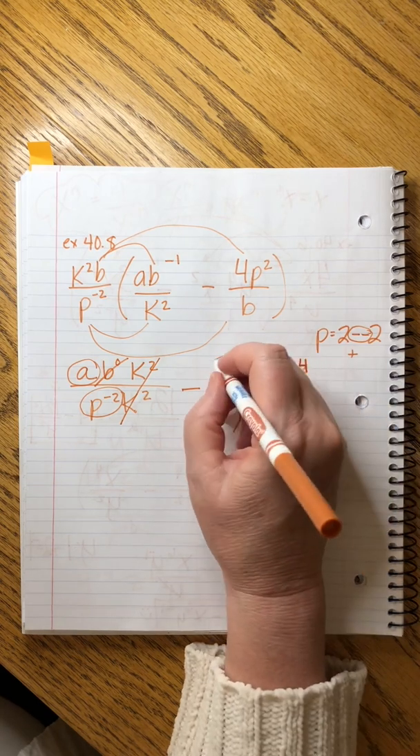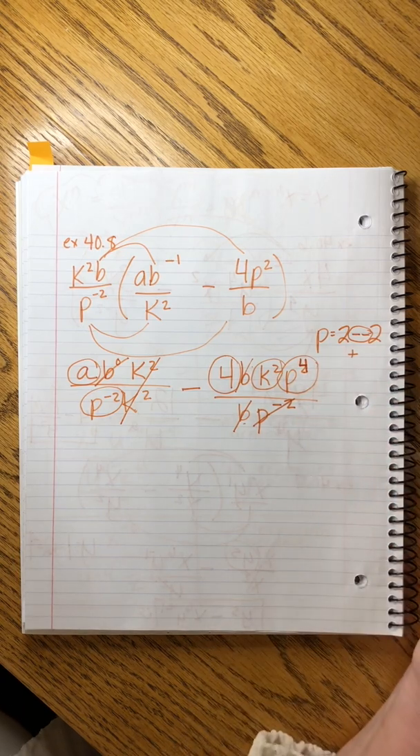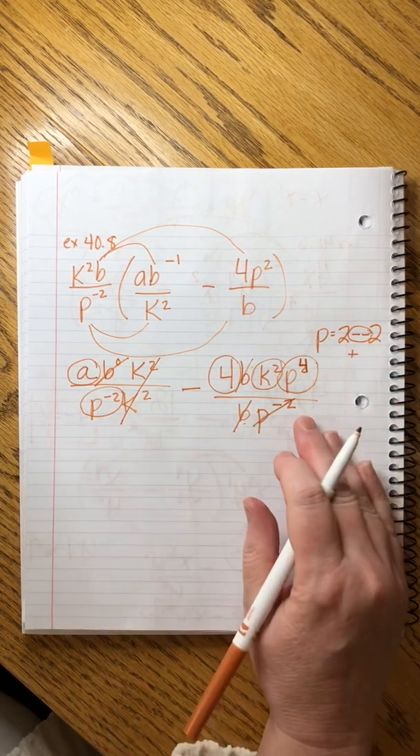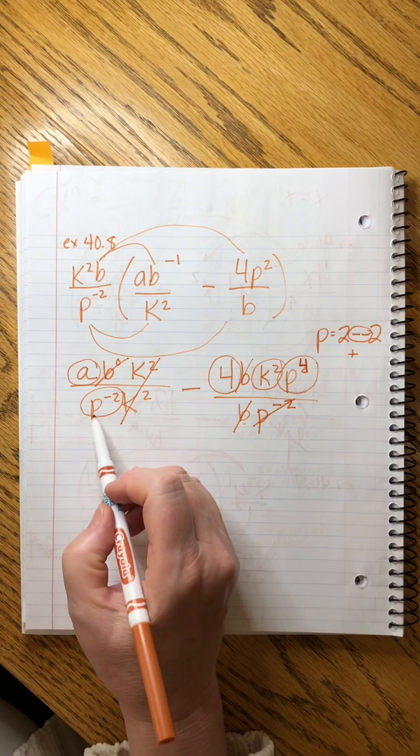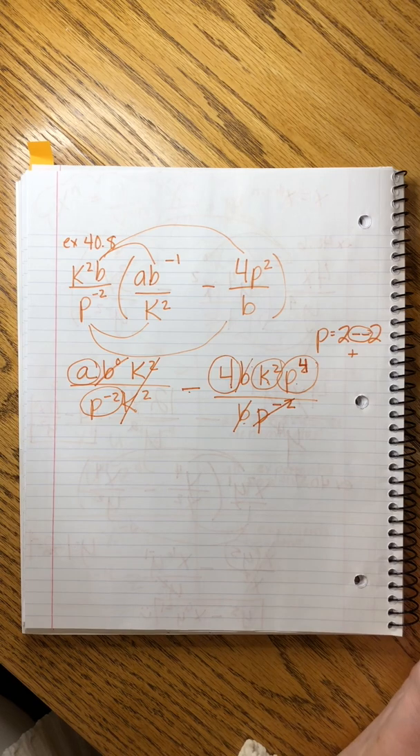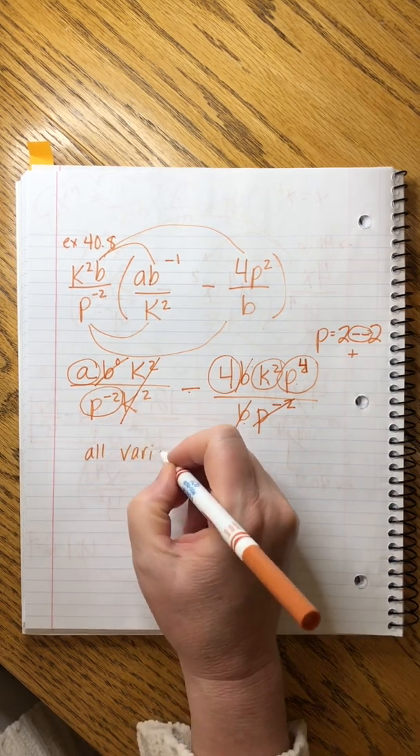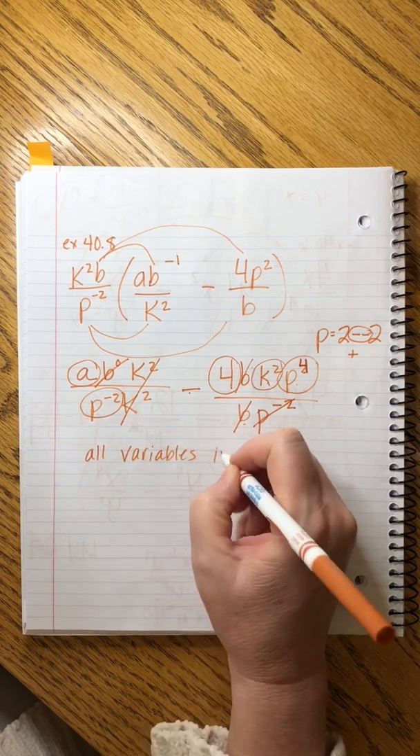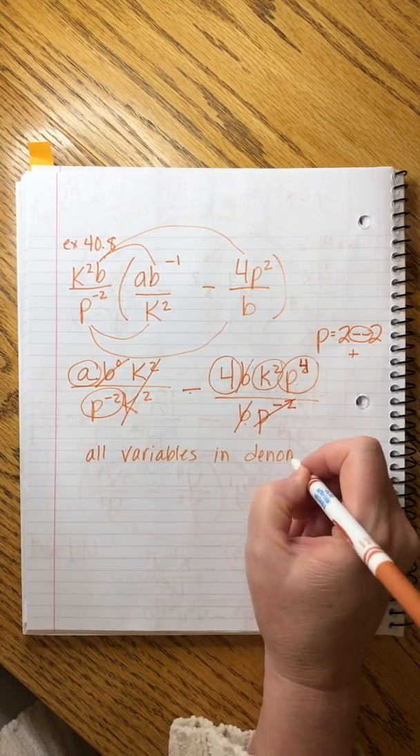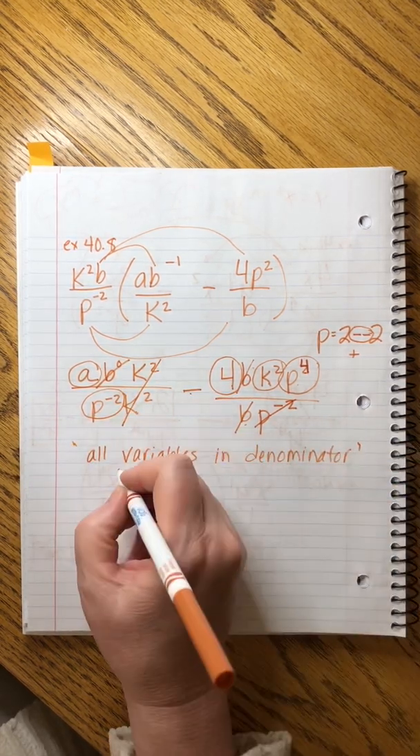So up on top, I have this and this and this. Now, John's instructions say, okay, so make sure you have this much with me. A over P to the minus 2 minus 4K squared, P squared. Now, John wants us to write the answer with all variables in the denominator. This was a little trap I fell into.